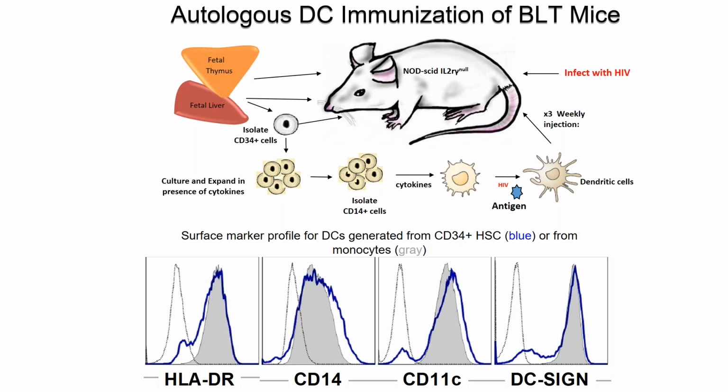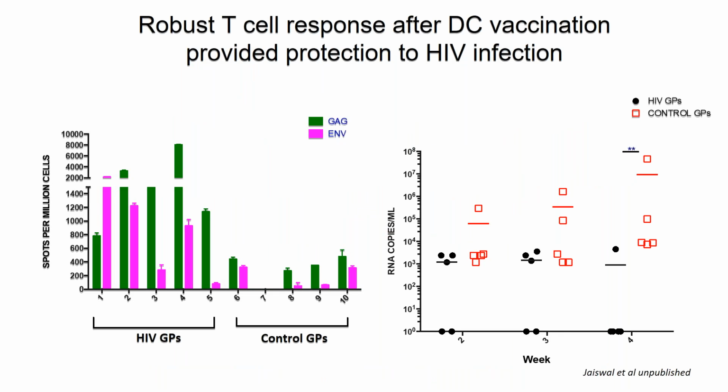And what we found is that the animals which were immunized with dendritic cells have a very robust T cell response, as shown in the figure on the left. It's an ELISpot in response to Gag and envelope protein, two immunodominant proteins of HIV. In the HIV groups, all the animals have almost 10 to 20-fold higher T cell response compared to the control group, which is 6 to 10.